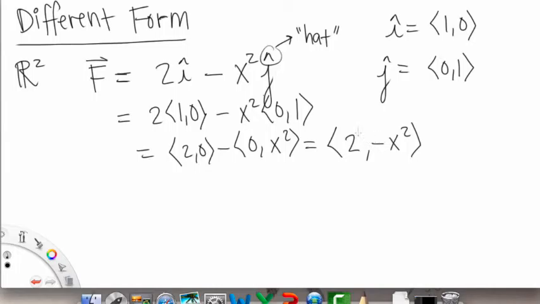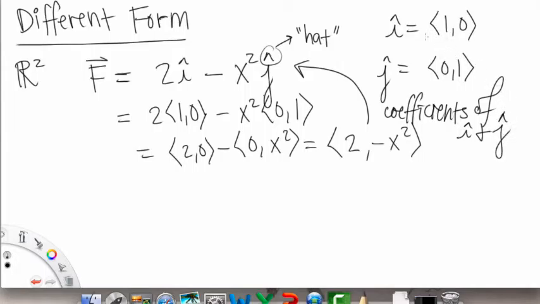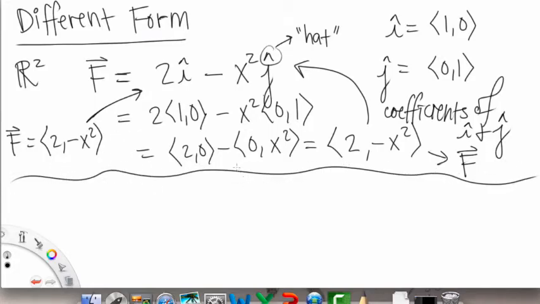So what that means is basically these are just the coefficients of i and j hat. Okay, so basically this is your vector field right here. So that would be the same thing as writing vector field equals 2, negative x squared. They just write it like this because that also means the same thing. So I just wanted to introduce that to you guys so you're familiar with that. And then also let's just do a quick example of a three-dimensional case.